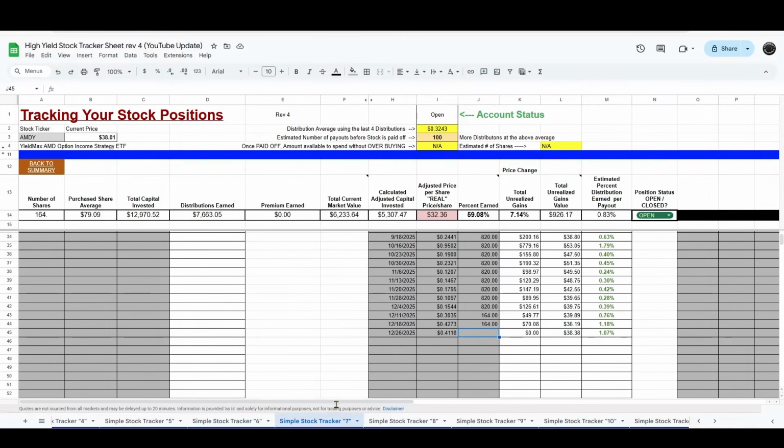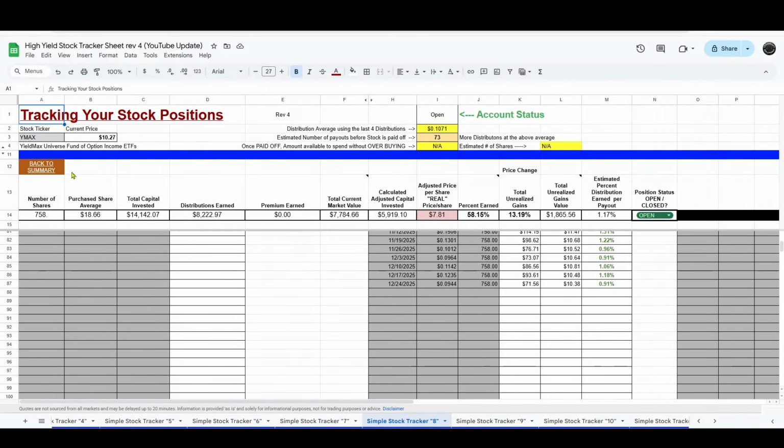And moving forward to AMDY. For AMDY, I have 164 shares and we earned 41 cents on that distribution. So my real price per share of $32.36 now becomes $31.95. With the current price of $38.01, I feel like I'm sitting pretty nice with this one as well. Because if I were to sell all my shares, I would make about $990.